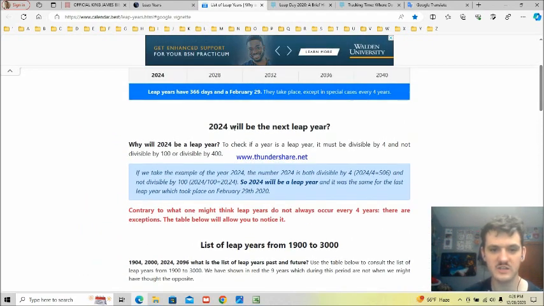So, yeah, 2024 will be the next leap year. Why will 2024 be a leap year? Check the rule: divisible by 4, not divisible by 100, or divisible by 400. Contrary to what you may think, leap years do not always occur every 4 years. There are exceptions, as shown below.